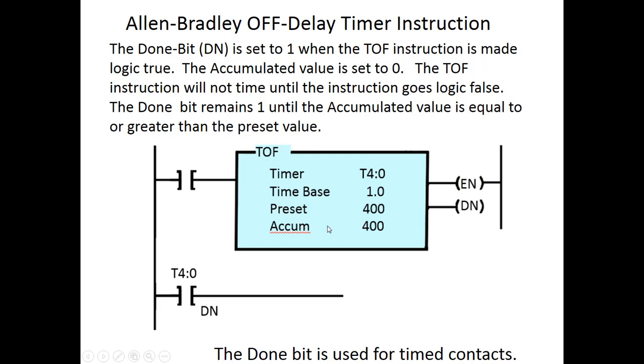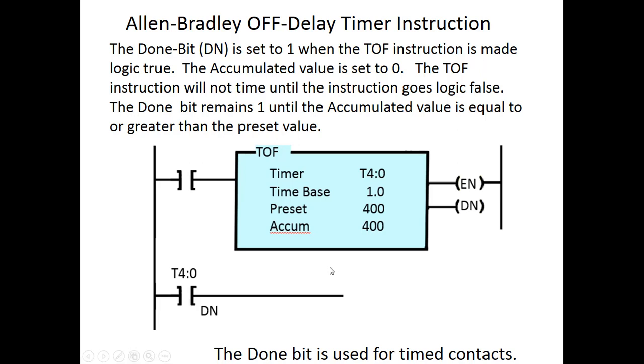But if you make this true, the preset and accumulation are equal, and therefore the done bit becomes true. Okay, so it starts done. It doesn't time out and then close. In this case, this would close. When I released and opened up this contact right here, then this would start timing, and when it got to 400, it would then return this to the normal state, and the done bit would open. Okay, so it just works in reverse.